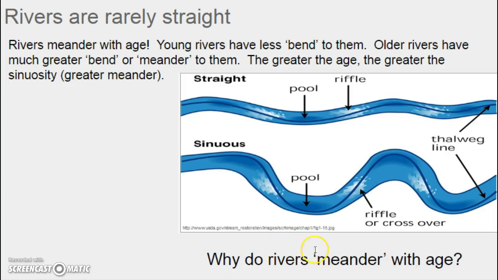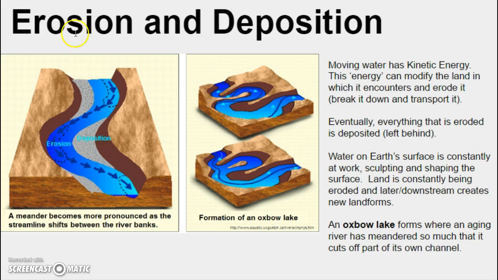So why do rivers meander with age? Well, this is a result of erosion and deposition. Moving water has kinetic energy. This energy can modify the land which it encounters and erode it. It breaks it down and transports it. Eventually, everything that is eroded is deposited or left behind. So water on Earth's surface is constantly at work, sculpting and shaping the surface. Land is constantly being eroded, and later downstream creates new landforms.